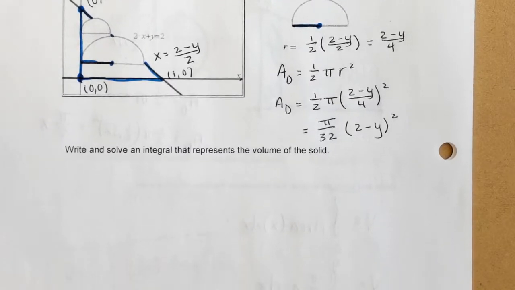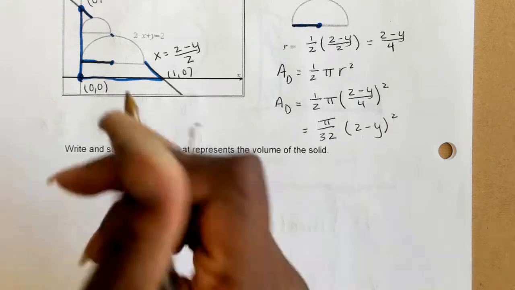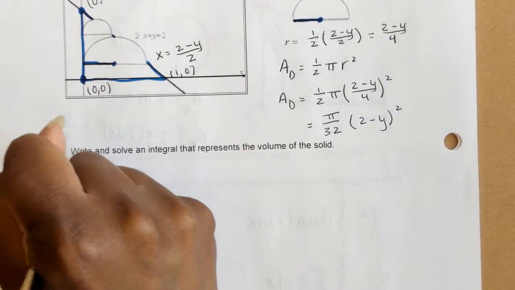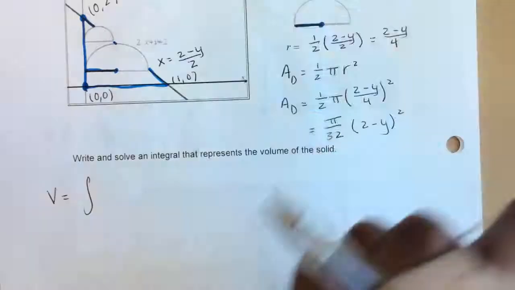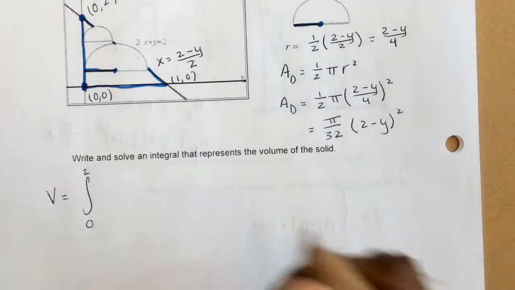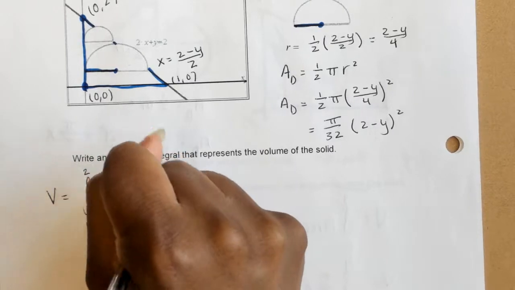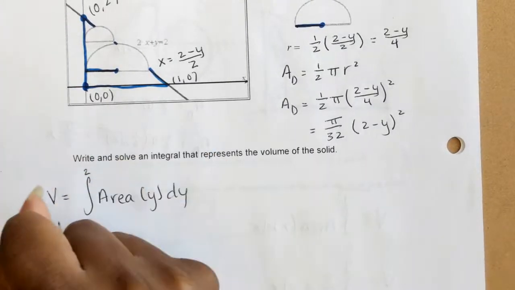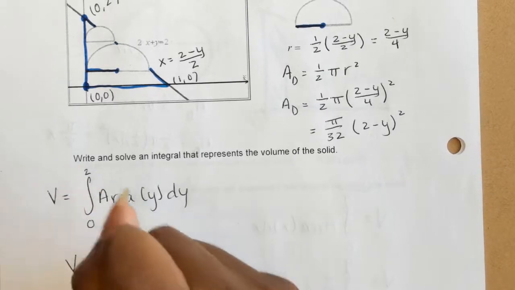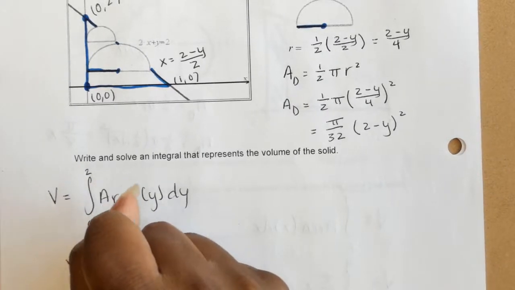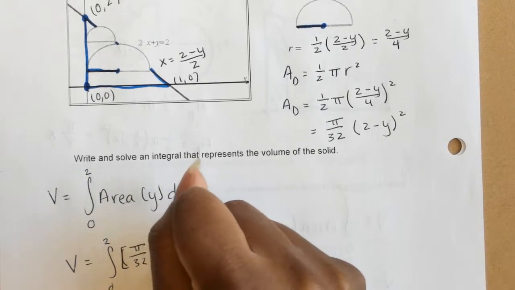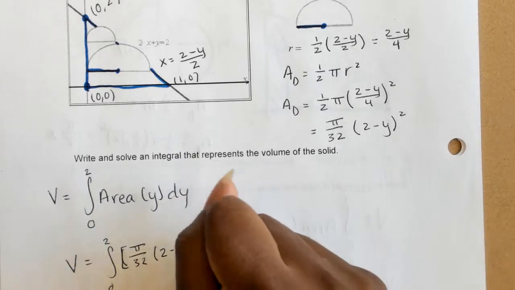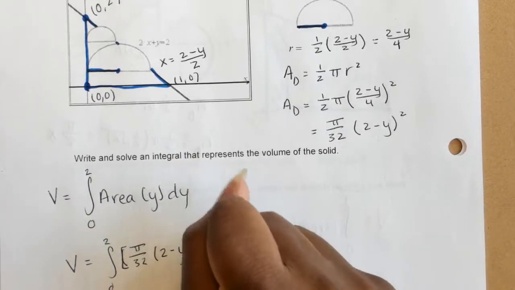Okay, so now to write and solve the integral that represents the volume of this solid. So to write it, we know that volume is going to be equal to, our limits of integration need to be in terms of y, so 0 to 2. And we're finding our area in terms of y, dy. So our volume is going to be the integral from 0 to 2 of pi over 32 times (2 minus y) squared dy.